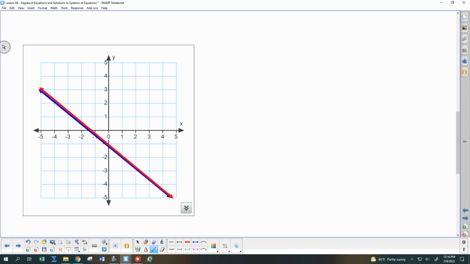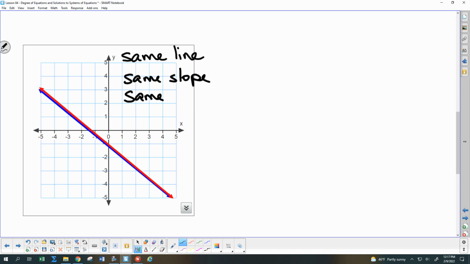So that's one other possibility that we have here, that they are the same line. And if they're the same line, what about the slope and the intercept? If they're the same line, they'd have to have the same slope and the same y-intercept. So that's partly why for parallel, it's not enough to just say they have the same slope. Parallel is same slope, different y-intercepts. Same slope, same intercept, they're really the same line.